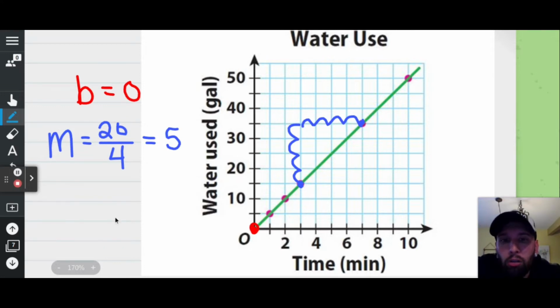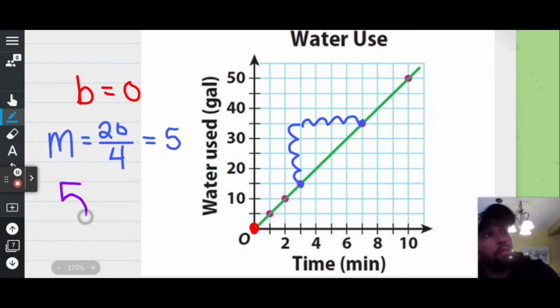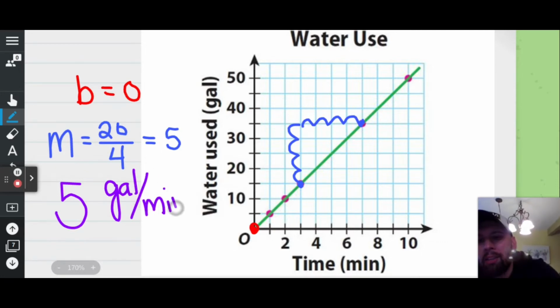What the slope means is my rise over run means my gallons over minute. So my slope is 5, and I'm using 5 gallons, because that's my y value, per minute, because that's my x value. So my slope is 5 gallons per minute.